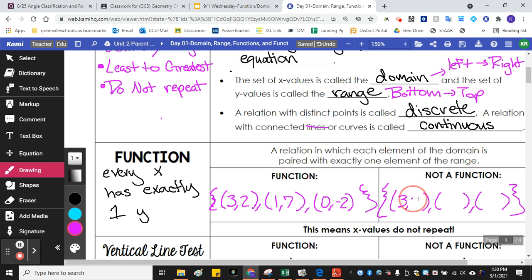But if 3 went to 2, 1 went to 7, and then 3 went to -3, that would not be a function because 3 is going to 2 and 3 is going to -3. So every x can only have one y. So like I said, I think the diagram is easiest because you see 3 on one side going to 2, so that's why that's not allowed.